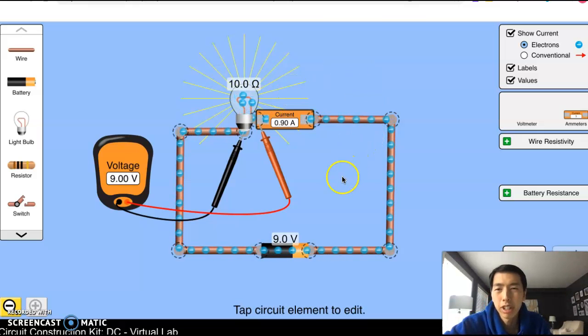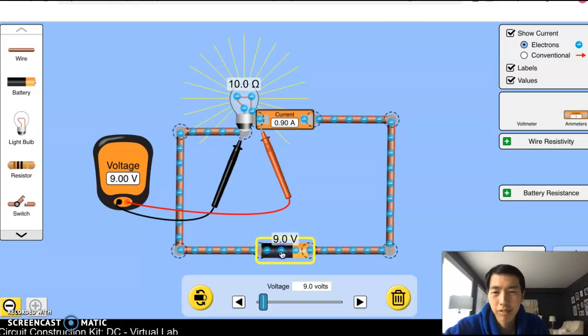And what I'm going to do is start with some smaller numbers. You're able to click on the battery, and then a slider pops up at the bottom where you can adjust the voltage of the battery. So I'm going to bring it all the way down to 1 volt.